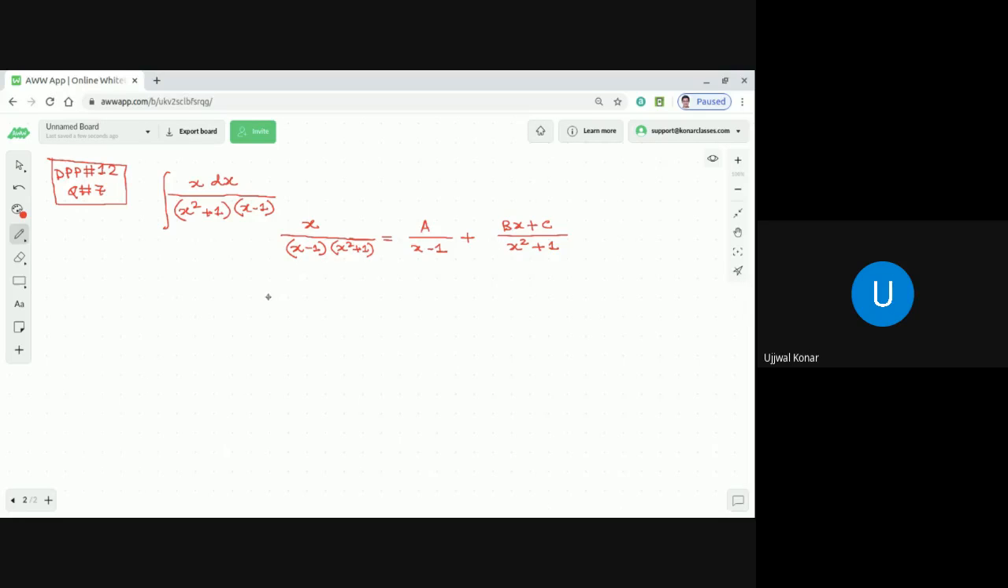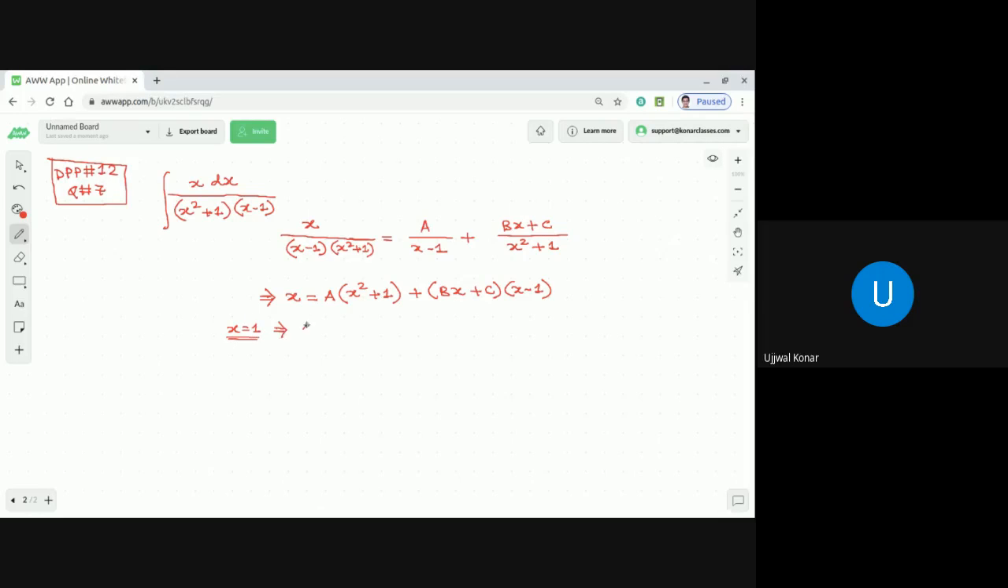So now we are going to equate it. Left hand side is x, right hand side is a into x square plus 1 plus bx plus c into x minus 1. Correct or not? Now you can approach with any of the two techniques that we discussed. So let's first put x equal to 1. If you put x equal to 1, what are we going to get?